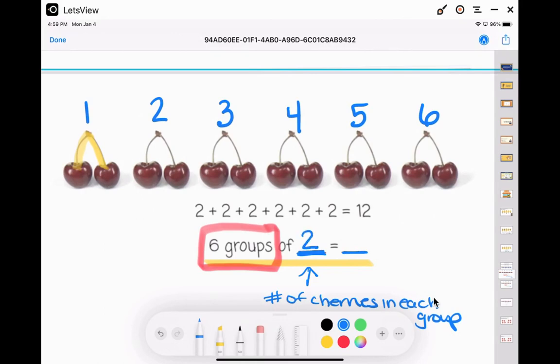And if we have 6 groups of 2, we have a total of 12 cherries. The number after our equal sign is our total. When we are talking about multiplication, we call this total our product.